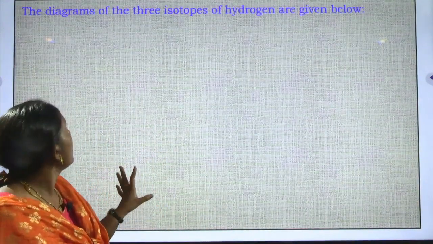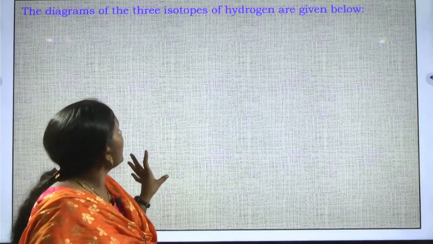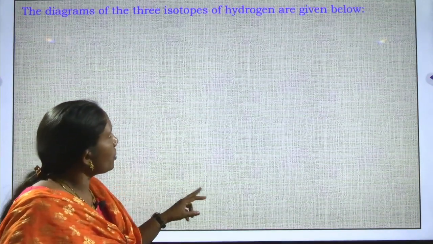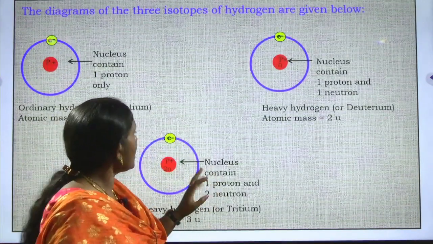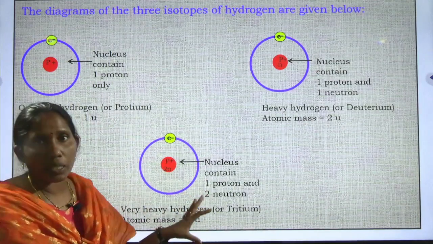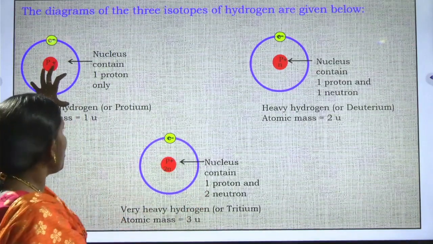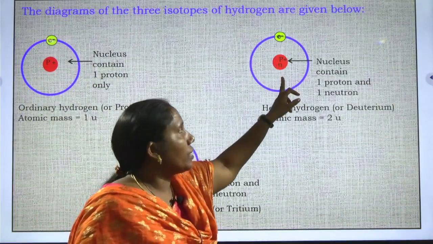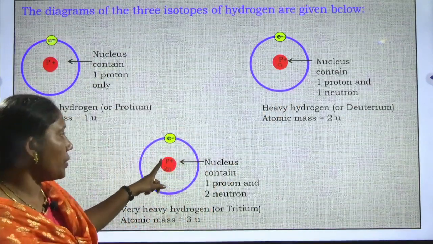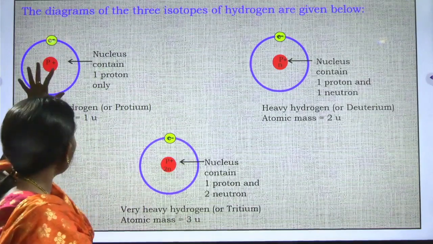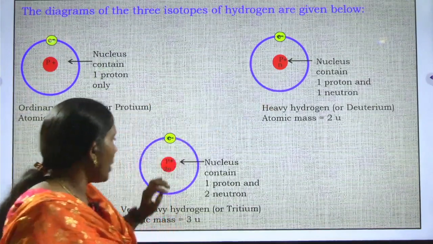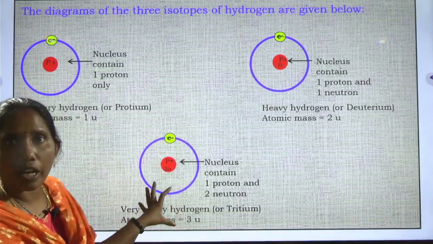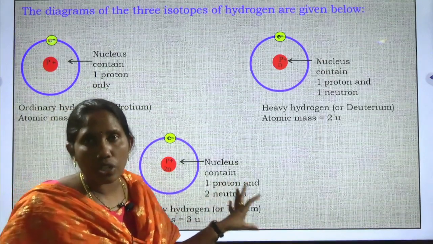Now, the diagrammatic representation of isotopes of hydrogen is already given. This one we discussed. These are the diagrammatic representations. This is for H11, only one proton. Here one proton and one neutron. Here one proton and two neutrons. H11, H12, H13. These are the graphical representations for hydrogen isotopes.